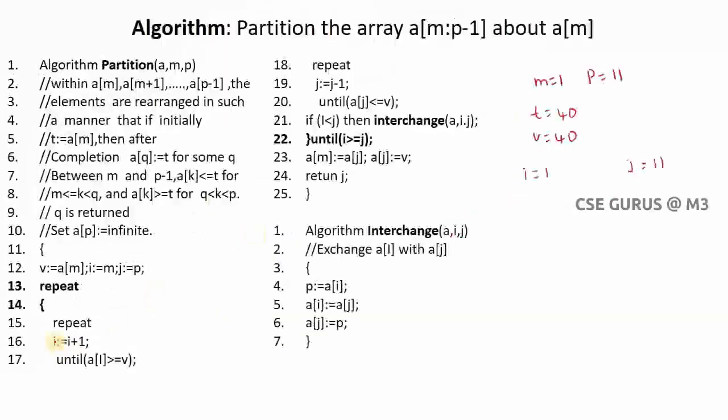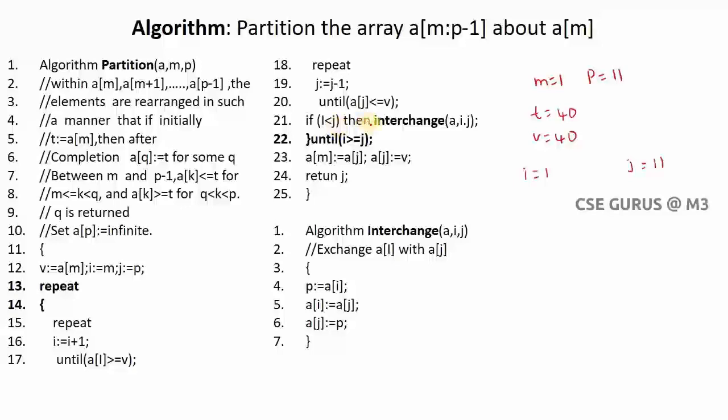This is the procedure where we have taken i incremented until A of i is greater than or equal to v. In the same way, repeat j should be decremented until A of j is less than or equal to v. If it is greater than, decrement again. Like this you need to repeat until the condition, and in the middle you need to check it.